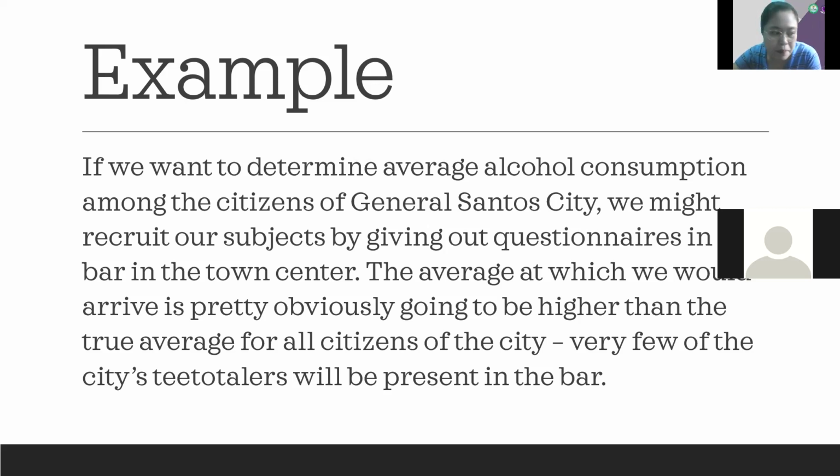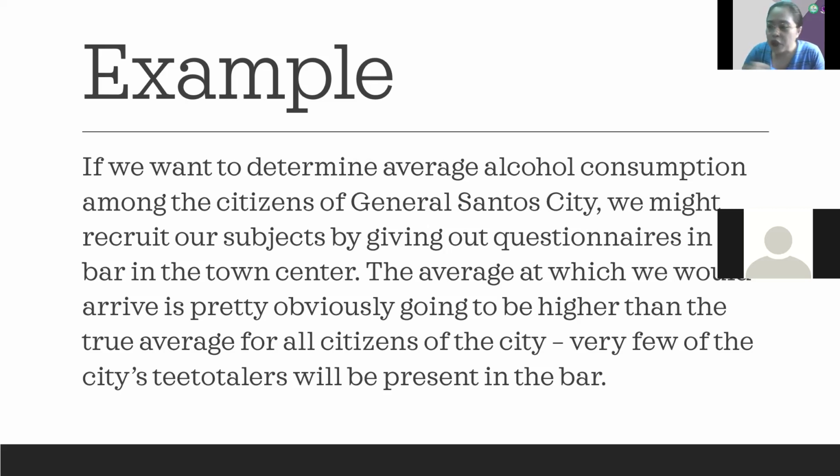Nag-concentrate ka lang doon sa people in the bar na most likely iinom talaga ng alcohol, and nakalimutan mong isali sa sampling mo yung mga teetotalers or yung mga hindi talaga umiinom ng alcohol. That will actually balance the mean na supposedly makukuha natin. So again, when you say bias or systematic error, it might be because there is problem with your procedure. Okay, the sampling is not really correct.